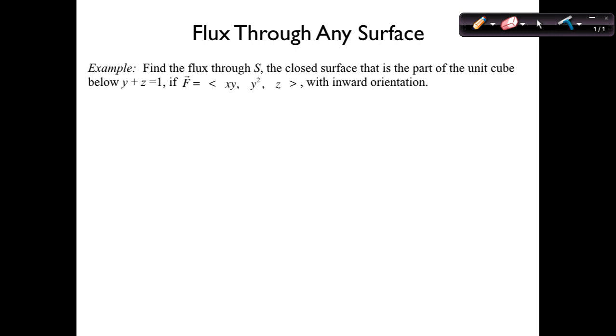Find the flux through S, the closed surface, that is part of the unit cube below y plus z equals 1, if this is our vector field, xy, y squared z, with inward orientation. So can you sketch that first of all? The unit cube is entirely in the first octant, right? So it's a cube of side length 1 that lies in the first octant with a corner at 0, 0, 0. But we want the part of the cube that's below y plus z equals 1. Can you sketch that?